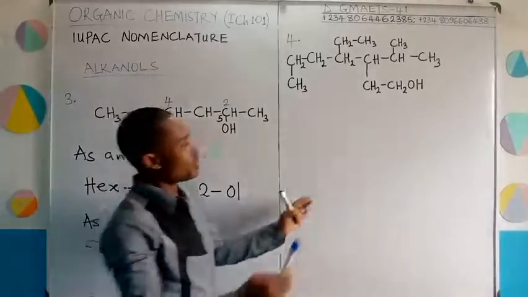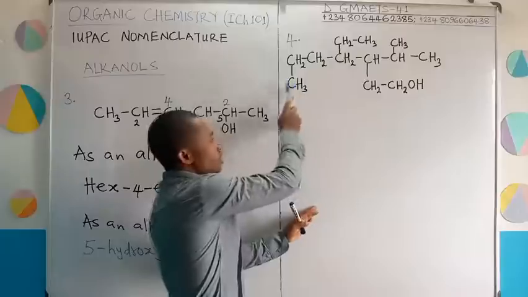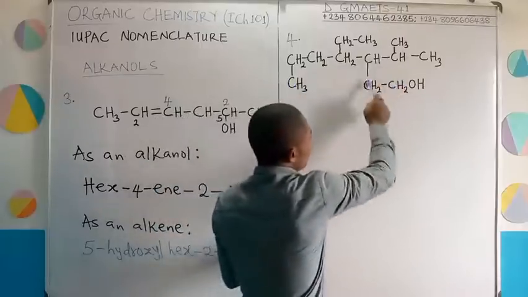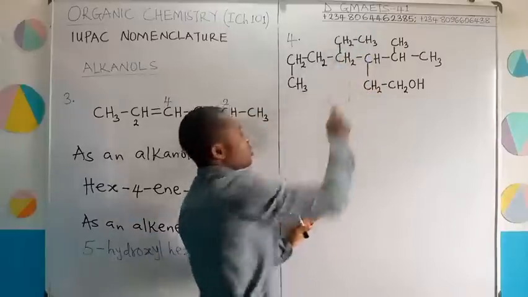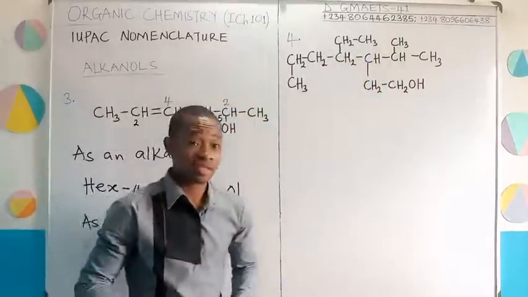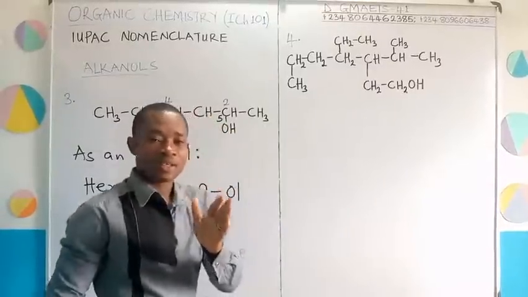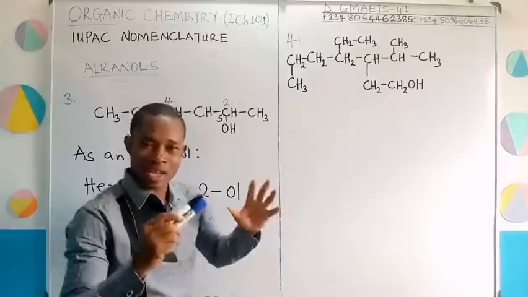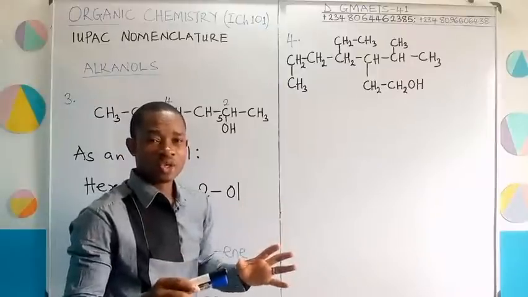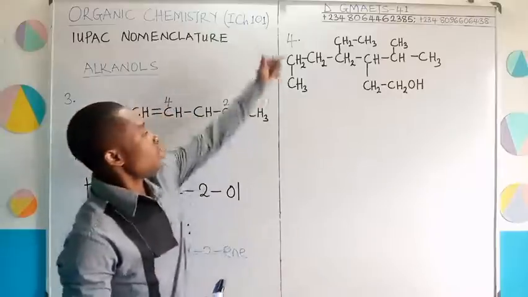And from what I'm seeing here, if I go this way, 1, 2, 3, 4, 5, 6, then 7. This way, 1, 2, 3, 4, 5. And this way, 1, 2, 3, 4, 5, 6. So the longest carbon chain is 7. I want to emphasize this once again, although under alkanes, IUPAC nomenclature of alkanes, I made reference to that, and so you can refer to it for further reminder.